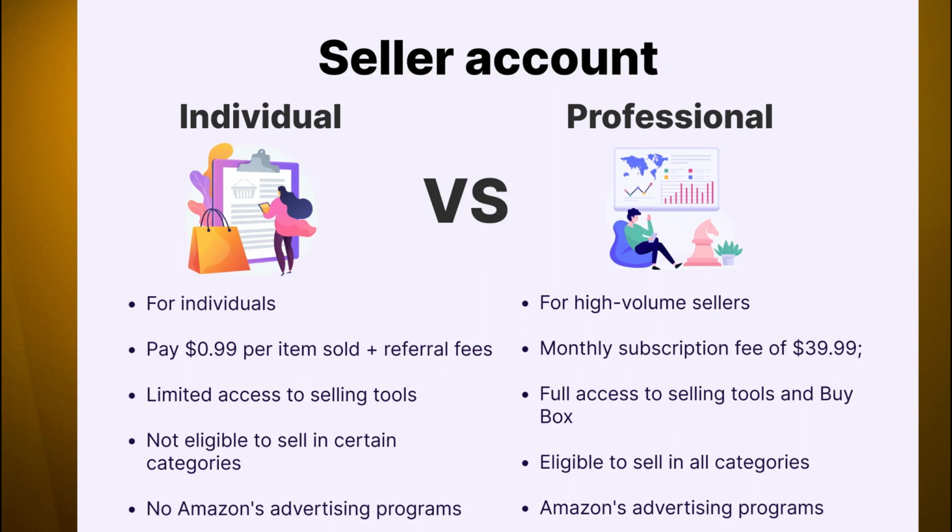Amazon offers two types of accounts. The professional seller account, which costs $39.99 per month, gives you access to a lot of tools. They also offer an individual seller account, which is free, but charges you 99 cents for every item you sell. If you plan to sell more than 40 items a month, the professional account is a better value.